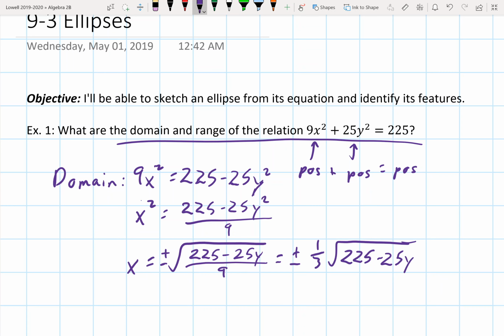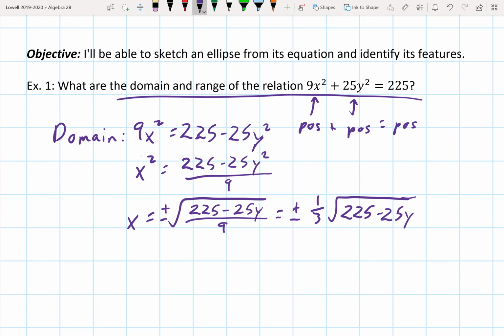So let's think about this. Inside the square root we need a positive number, or at least a non-negative number. And so I want 225 minus 25y squared to be greater than or equal to 0. Now notice here, I said I was looking at the domain, but I'm actually looking at the range here. Because look, what y values are going to make this okay? So that's kind of funky, so think about it. But right now I'm going to find the range. We'll look at the y values, solve for y to essentially find the range.